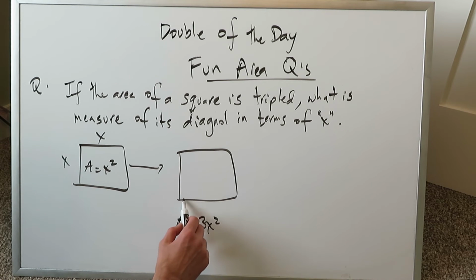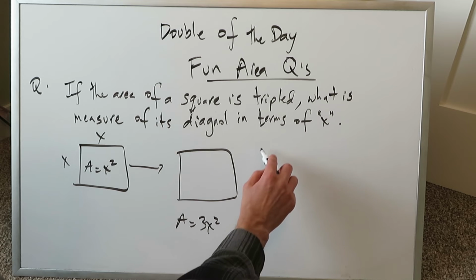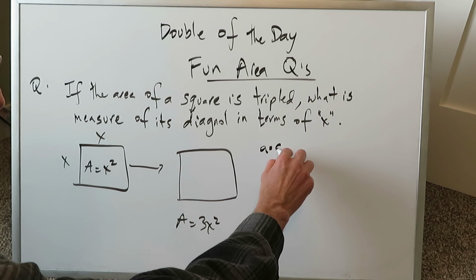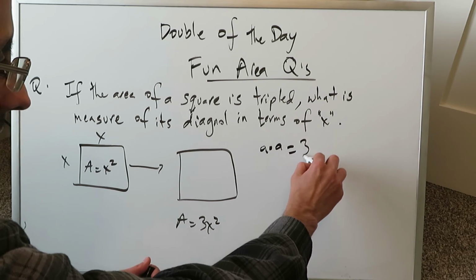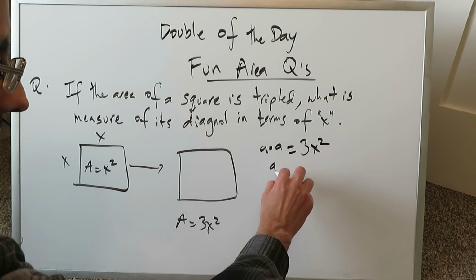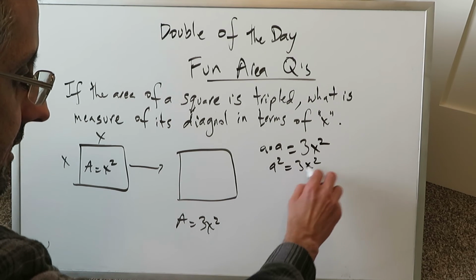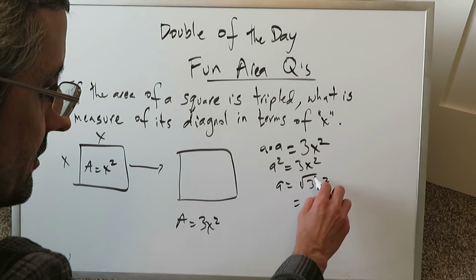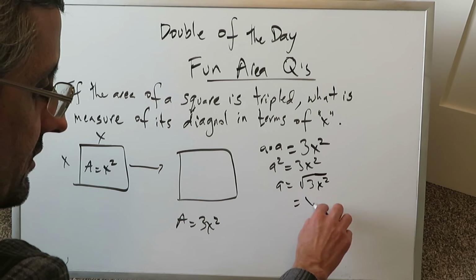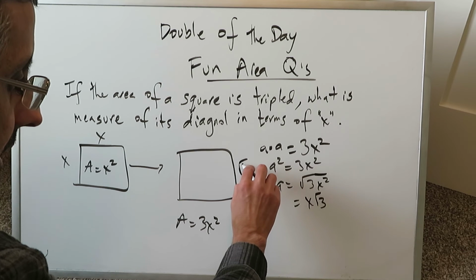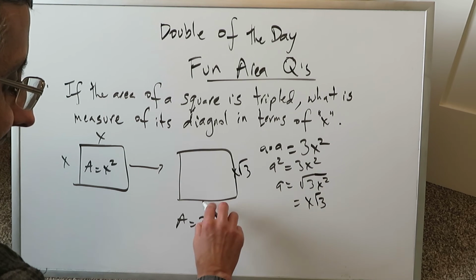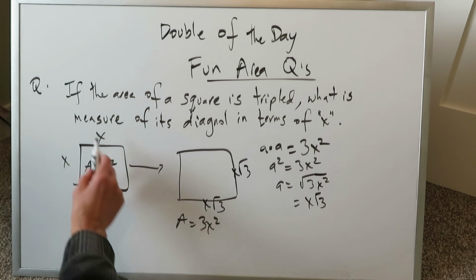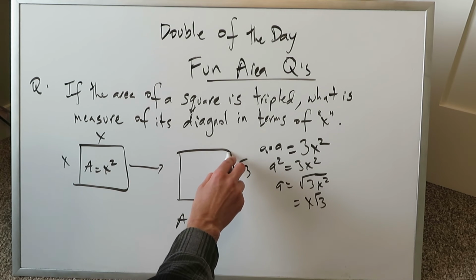What can we do with regards to finding what the side is? If a is equal to each side, we know a times a is equal to the new area, 3x squared. A squared is equal to 3x squared, then a is equal to the root of 3x squared. That'll give me each of the new sides of this new square, which will be x root 3. So I know this new square has sides of x root 3, and then we're trying to determine the measure of its diagonal.